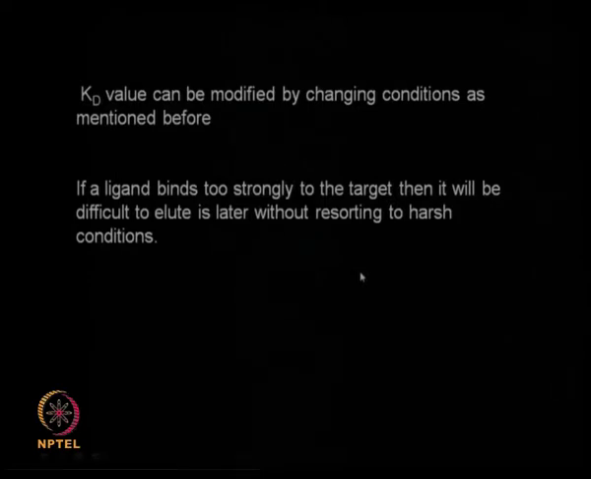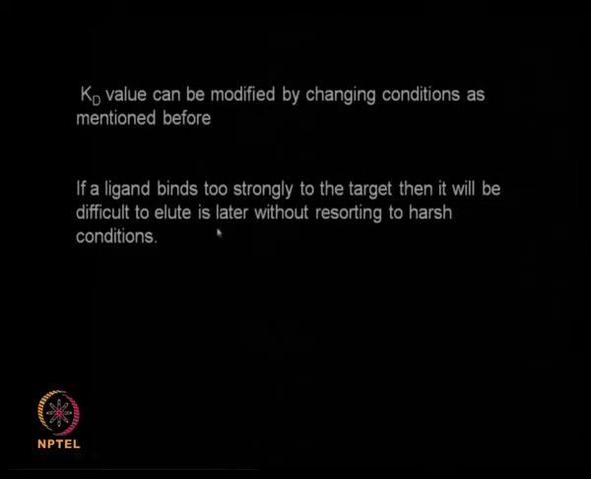So how do you modify these Kd values? It can be modified by changing conditions, as mentioned before. We talked about changing the conditions, okay. Initially you want a good binding because you are trying to capture the protein. Later on you change the environment so that whatever has been captured is dissolved. So that means you are modifying the Kd value.